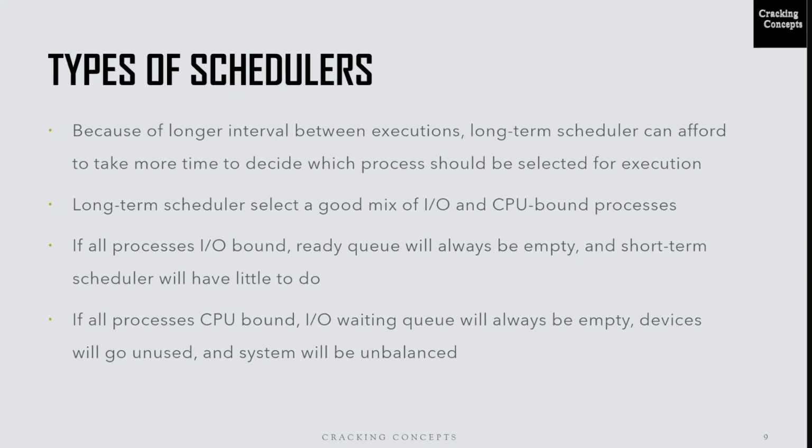Because of the longer interval between executions, the long-term scheduler can afford to take more time to decide which process should be selected for execution. It is important that the long-term scheduler selects a good process mix of IO bound and CPU bound processes. If all the processes are IO bound, the ready queue will almost always be empty and the short-term scheduler will have little to do. If all the processes are CPU bound, the IO waiting queue will almost always be empty, the devices will go unused, and again the system will be unbalanced.